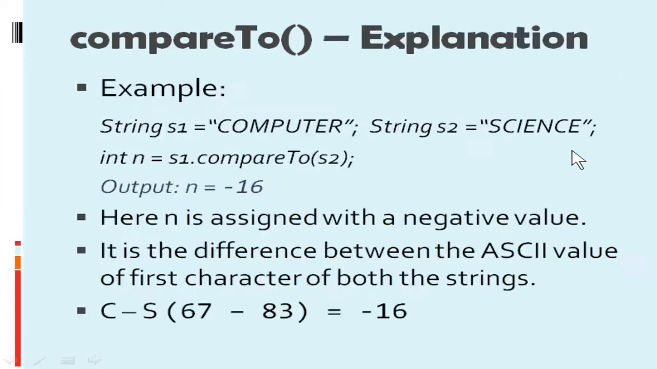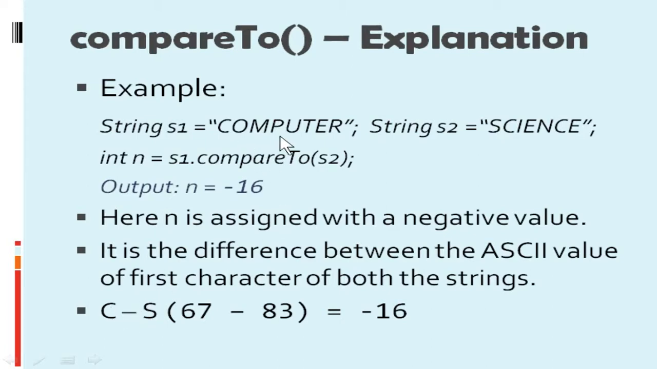So we are going to see an example. Here S1 is computer and S2 is science. So two different variables. Now I am writing S1 dot compareTo S2. What happens here is it takes the first character of the first variable, which is C, and the first character of the second variable, which is S, and then it subtracts those values.